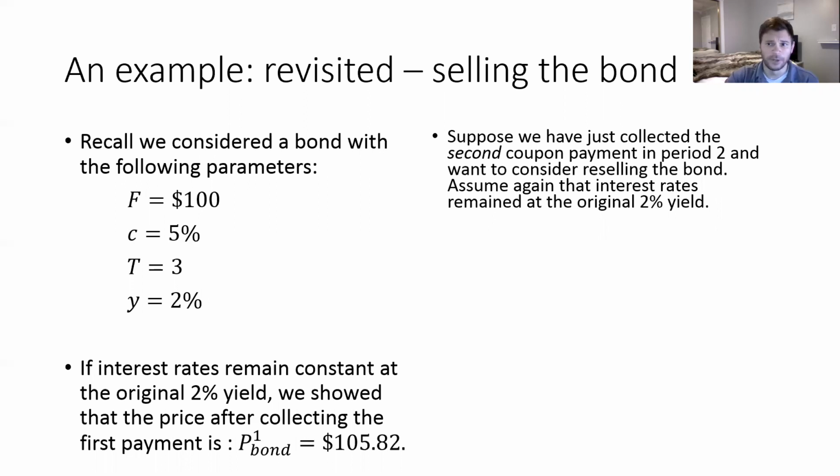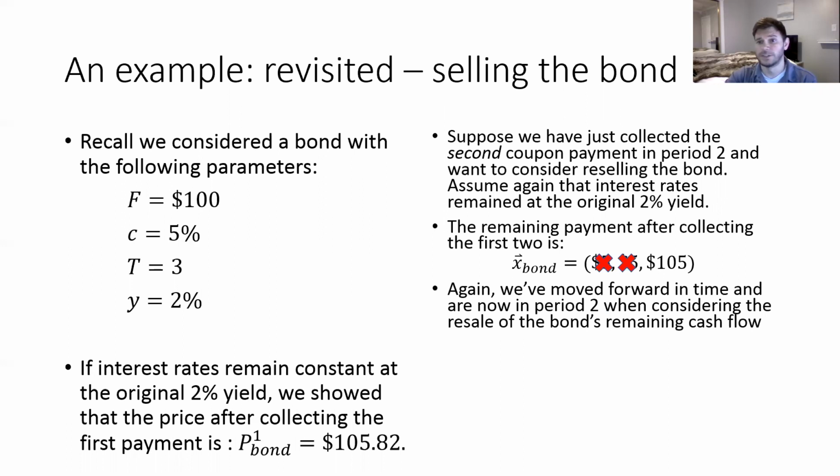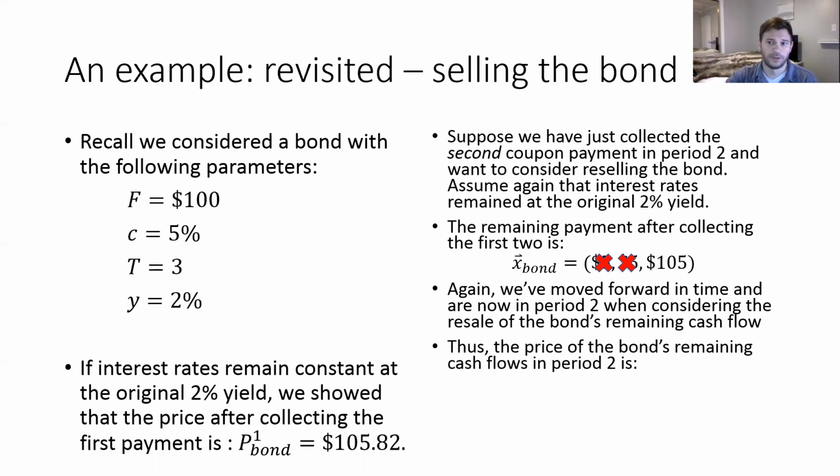And if we're in period 2 and we've collected now the first 2 payments, then the only remaining payment in the bond contract is that $105 payment, that last coupon and the face value. So again, we've now moved forward in time 2 periods. So that last payment is really only 1 period away from us now. And the question is, what is the price of the bond contract after 2 periods, at the end of 2 periods, given again that the interest rates remain constant at 2%, and we now only have 1 payment to collect.